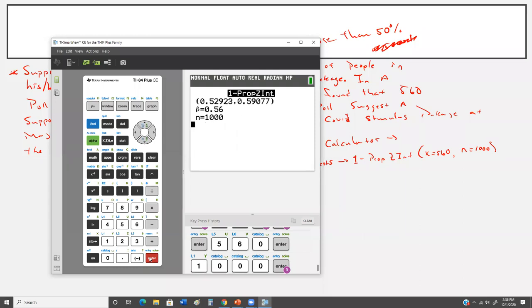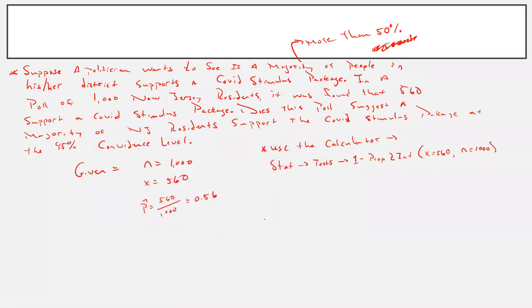How many people got this? Okay, good, awesome. I'm just going to go to two decimal places here to make it easy. So it's 0.53 to 0.59. So this is what I'm saying: I'm 95% confident that somewhere between 53% and 59% of people support the package. So does this confidence interval support the suggestion that a majority of people in her district in New Jersey support a stimulus package? What do you think?